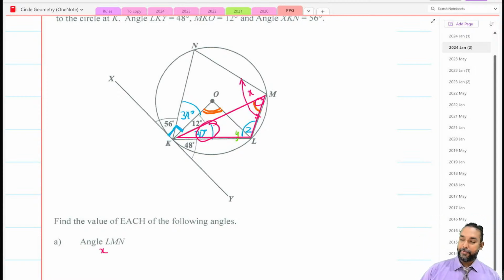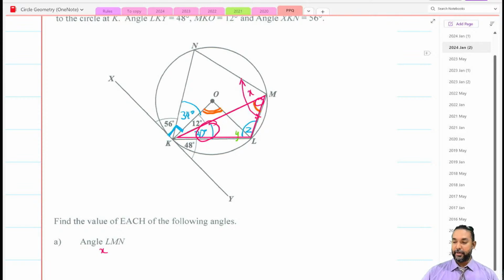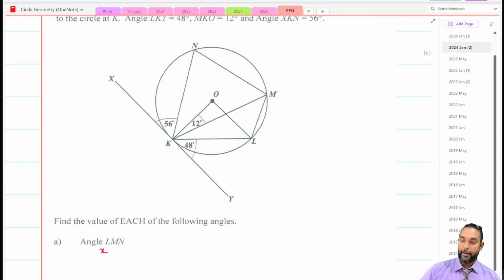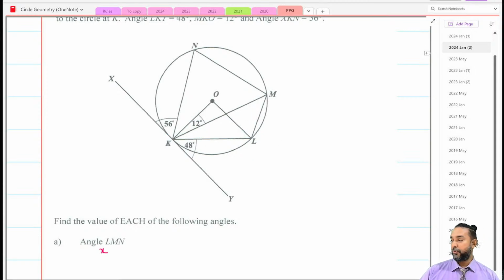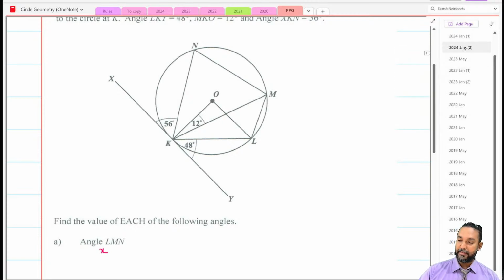Right. So guys, we found KOL in the first part of the question. That was 96 here, right? But here what we're going to do, the diagram is getting messy. So I'm going to copy and paste the diagram so we can find each one separately and not clutter up the diagram. Because if we have to go back and revise this and review it, what's the point of doing that if everything is cluttered and difficult to understand?